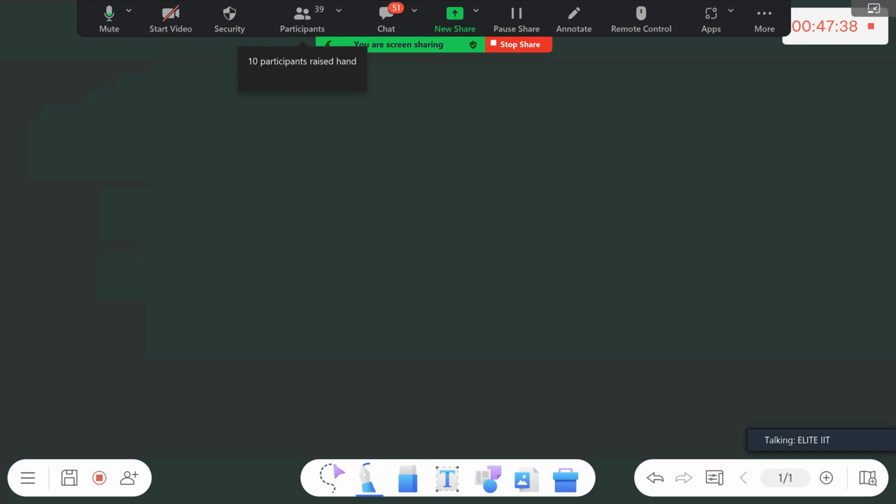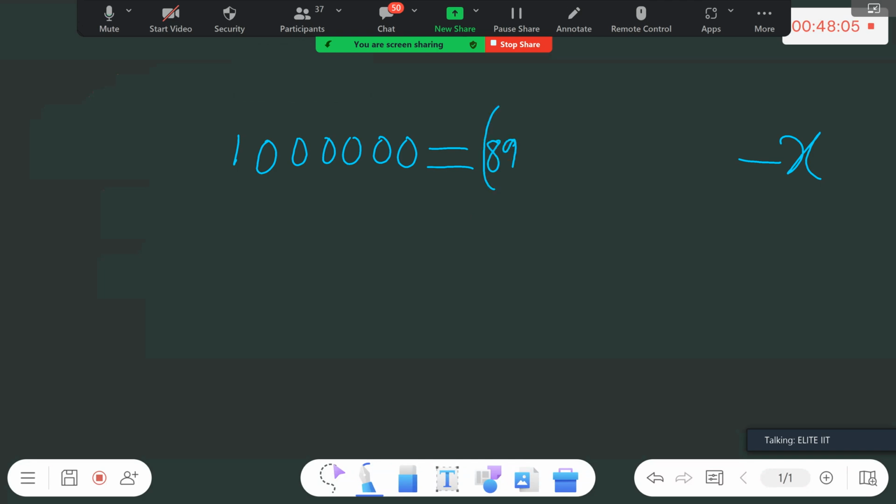Okay. So here they have a question. You are saying this is a doubt. 1000000 is obtained when a particular number is subtracted from the sum of 893645 plus 635489.